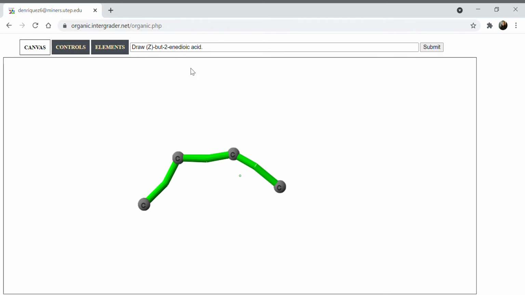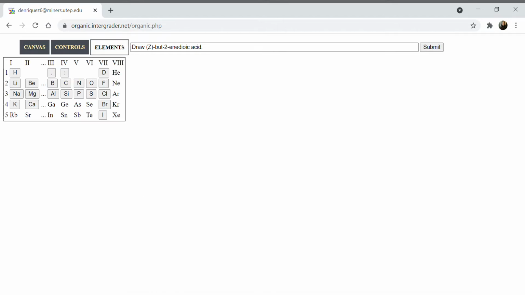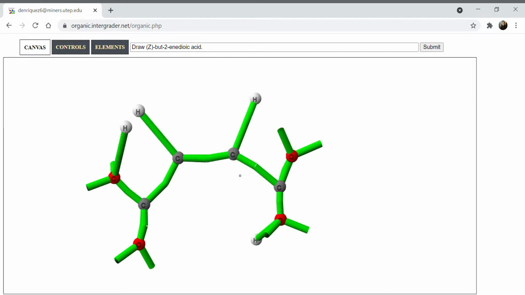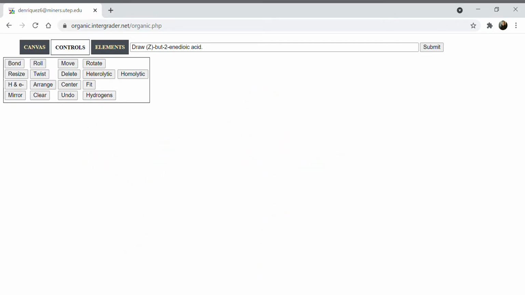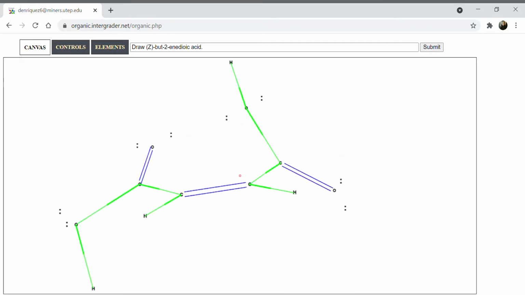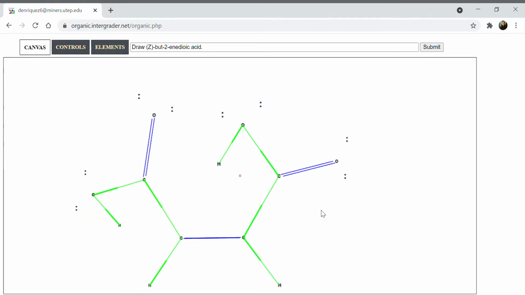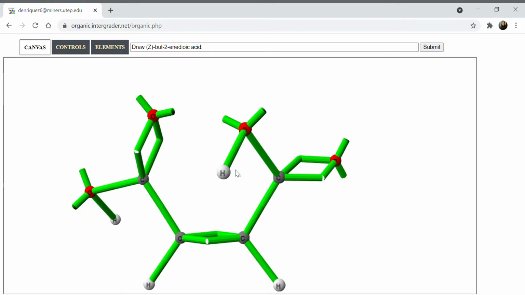dioic acid. So I'm going to have my oxygens, a double bonded oxygen and a single bonded oxygen on 1 carbon. And the opposite, I'm going to do the same thing, double bonded oxygen and a single bonded oxygen. Add my hydrogens and hit arrange. And Z stands for same, however you want to say it. That's how I remember it. So they're all on the same side. So that's exactly what we needed.